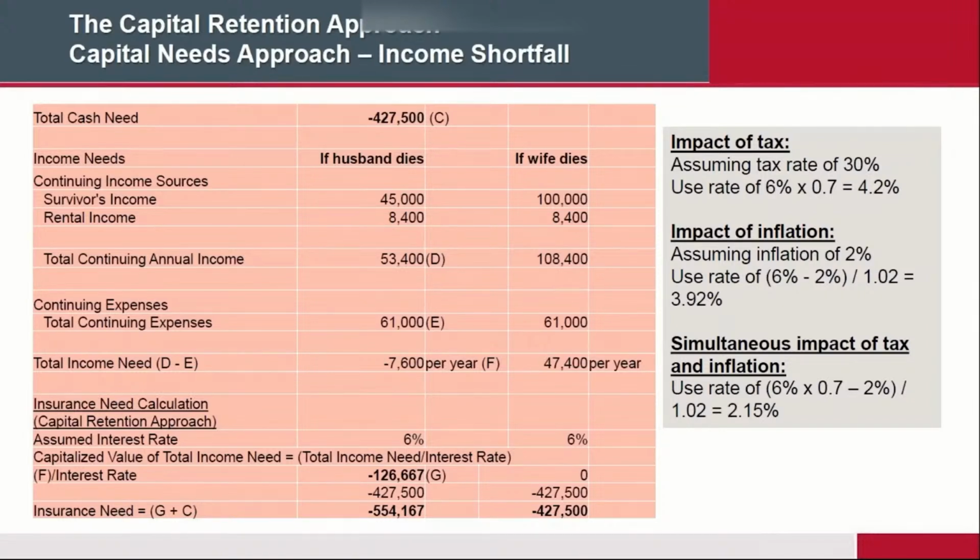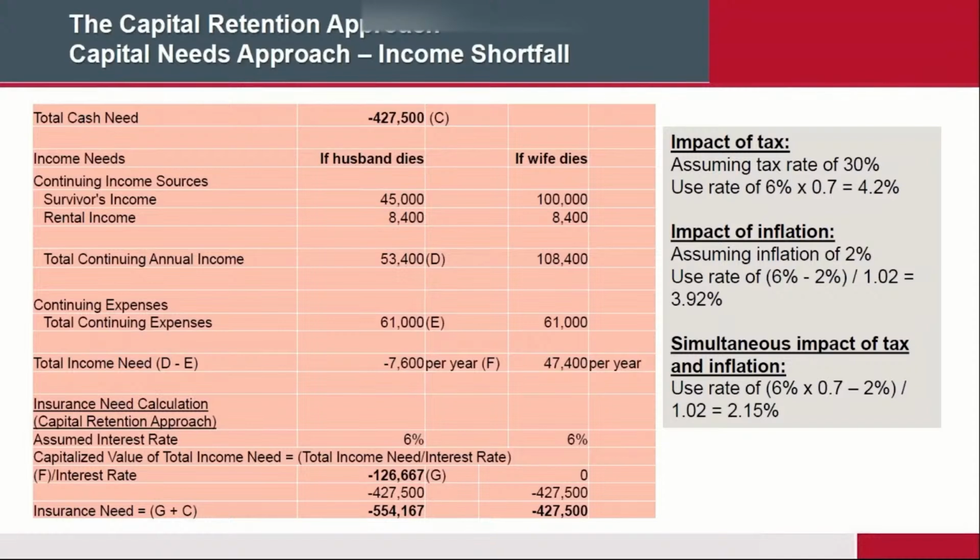Okay. If you're using the inflation factor, in other words, real interest rate, which is predominantly what it is, it's basically 6 minus 2. Okay, so 4%. I know it's 3.92, but you can round that off to 4%. And of course, if you use both the inflation as well as the taxation, then that reduces it down even further to 2.15. So on the exam, I don't think you're going to get a question on the simultaneous impact of taxation and inflation, but I have seen it in terms of the impact of inflation. Usually that's the one that you should be familiar with.